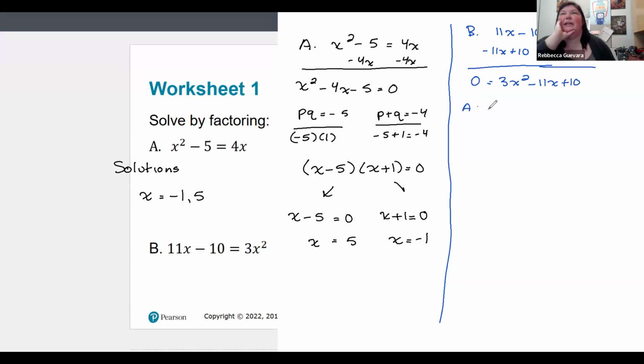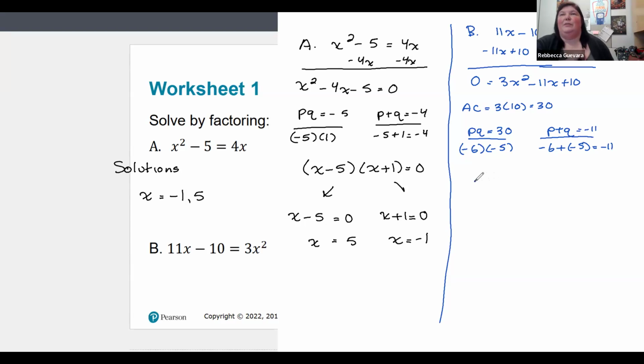So for the AC method, my AC is going to be 3 times 10, so I'm going to get 30. So I need two numbers whose product is 30, but whose sum is going to be negative 11. So we need two numbers that give me a positive product, but add to something negative, so I need two negative factors. Well, negative 6 and negative 5 work, because negative 6 plus negative 5 will equal negative 11, but multiplied give me positive 30.